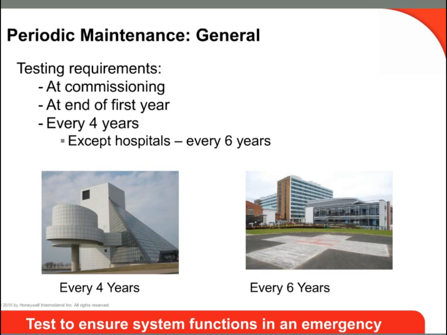I will cover the specific required maintenance in a moment, but the general requirements for fire and smoke dampers are that they must be tested and inspected when the system is commissioned, after it has been balanced, and 1 year after inspection. Then they need to be tested and inspected every 4 years, except in hospitals, where they need to be tested and inspected every 6 years.